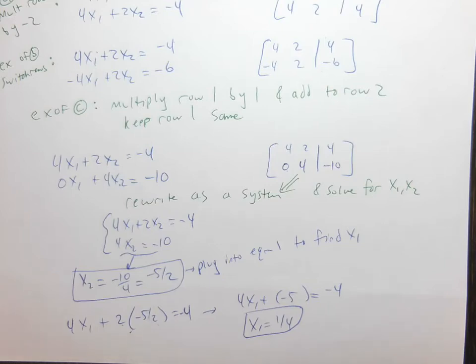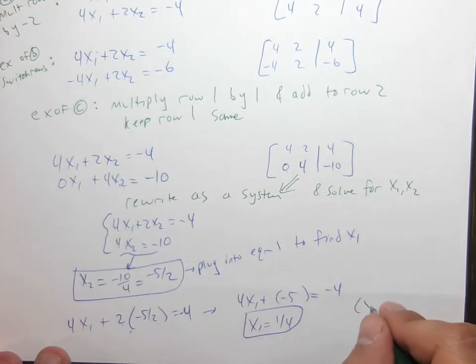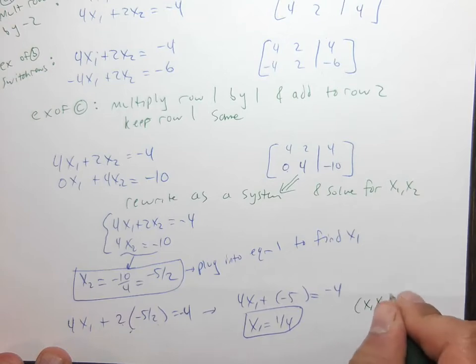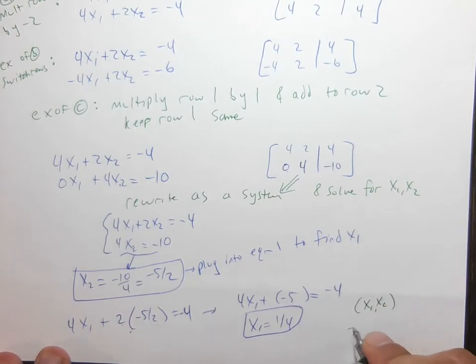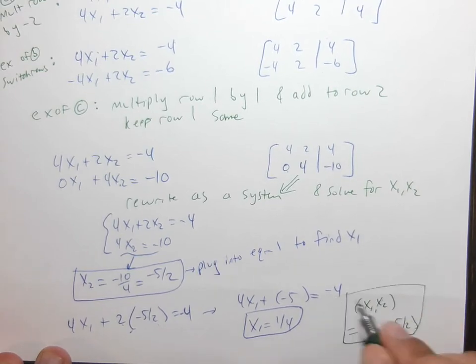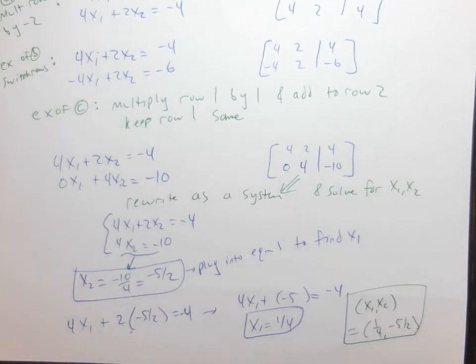So in other words, our solution, our x1 comma x2 solution, our ordered pair in this case, is 1/4 comma minus 5/2. So we got a unique solution on this one. So if we graph these lines, they'd intersect in one spot.